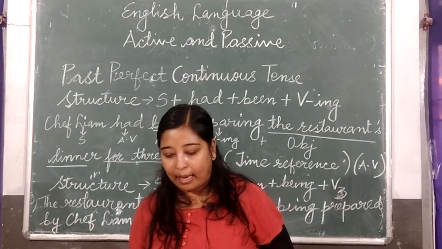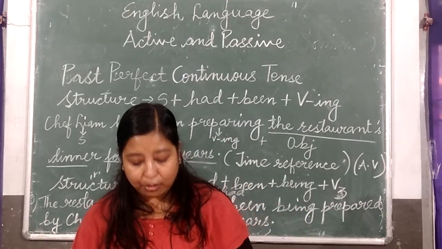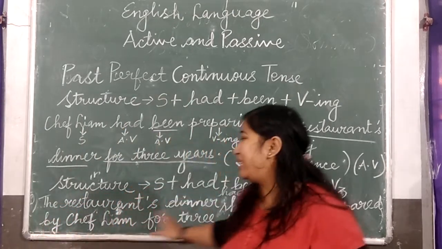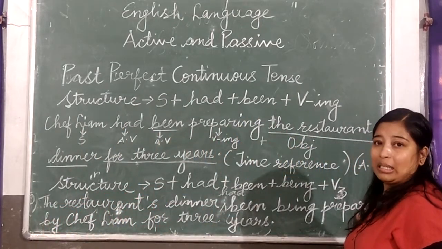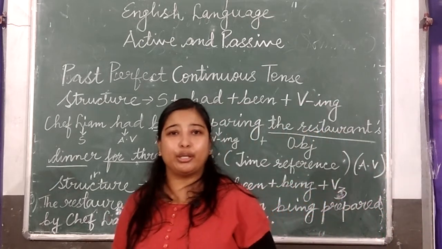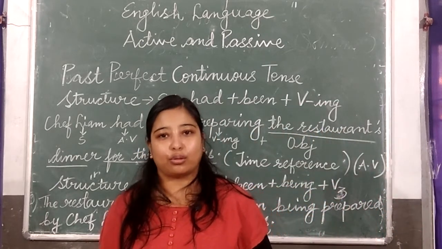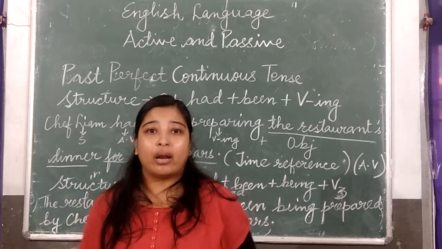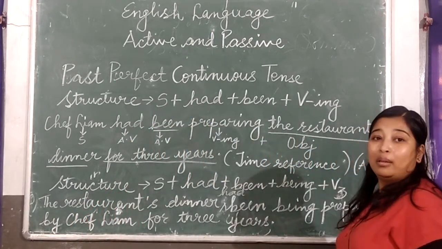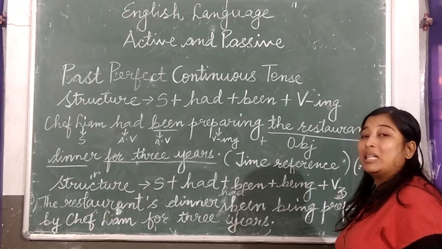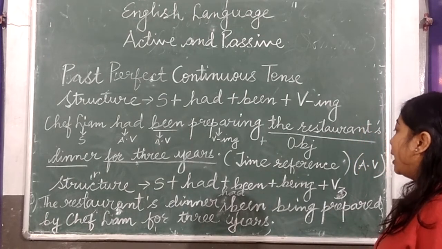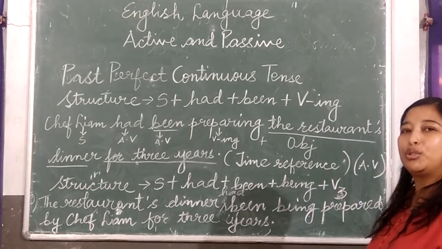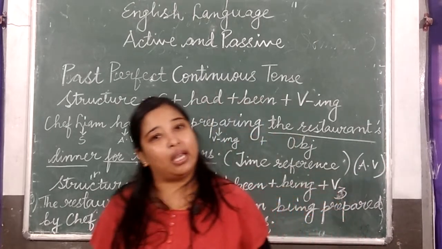Okay, but children, one thing you'll have to note: in day-to-day use we don't use these kinds of sentences. While it's rarely used, it sounds quite odd also. So in normal or practical use, it's very, very rare to use these kinds of passive sentences, like the restaurant's dinner had been prepared by Seth Liam for 3 years. So the use is very, very rare.